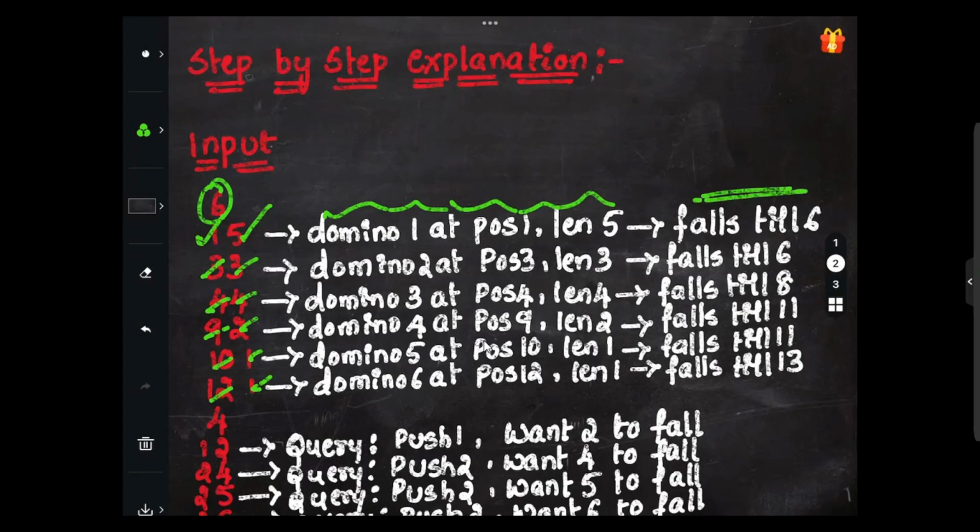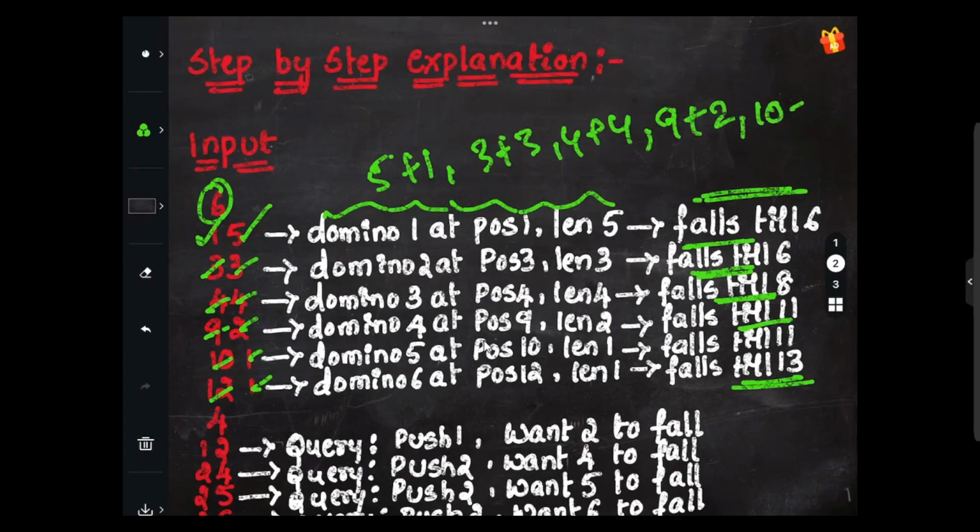Domino 1 falls till 6. Domino 2 falls till 6. This falls till 8. This one till 11. This one till 11, and this one till 13. When we sum up, the first one basically falls till 6. Here we are doing 5 plus 1. Next we are doing 3 plus 3, next 4 plus 4, next 9 plus 2, next 10 plus 1, and the final one is 12 plus 1.